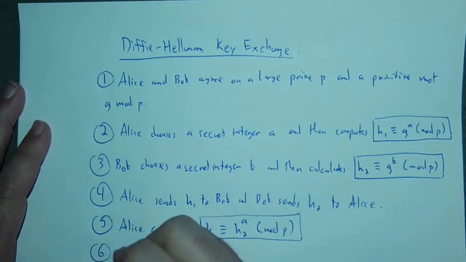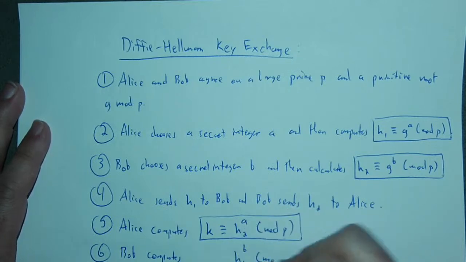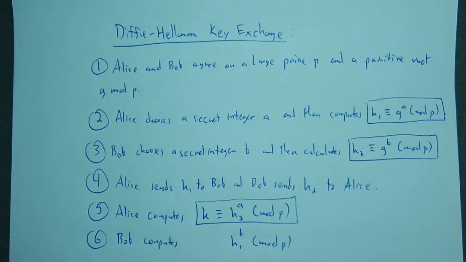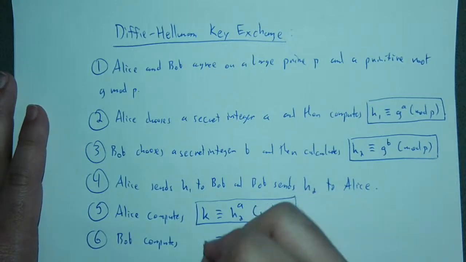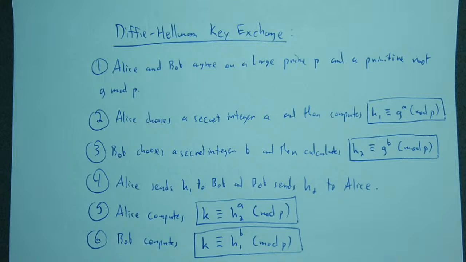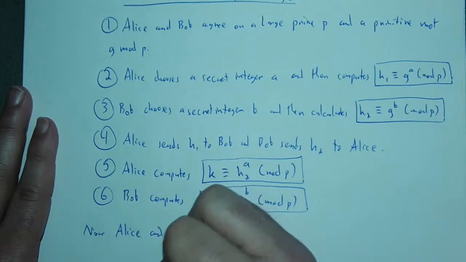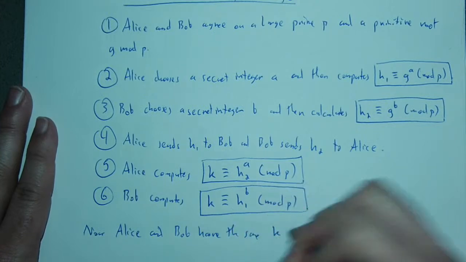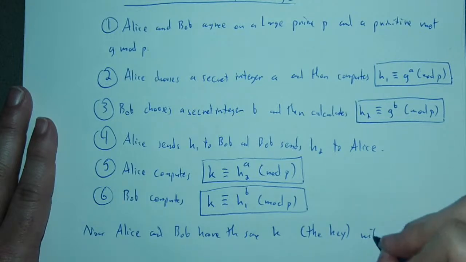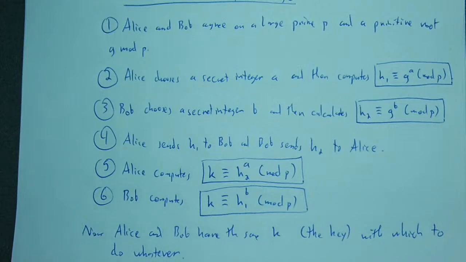All right, and then Bob computes h sub 1 to his secret integer b mod p, but it turns out that if Bob computes this it has to be equal to that same k. Right. So now Alice and Bob have the same k, the key, with which to do whatever, right? Whatever it is they needed to establish a key for.